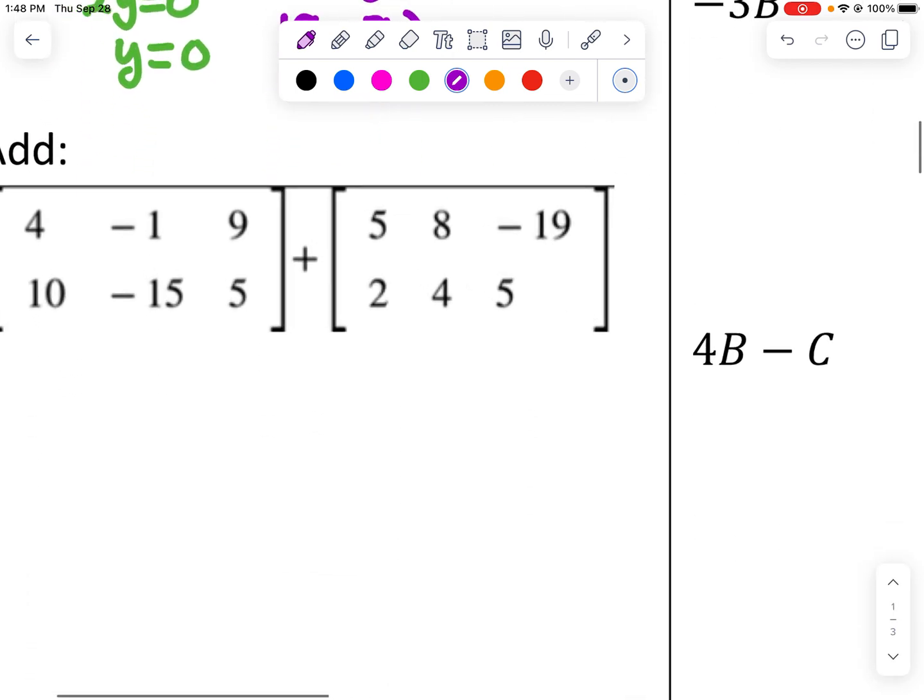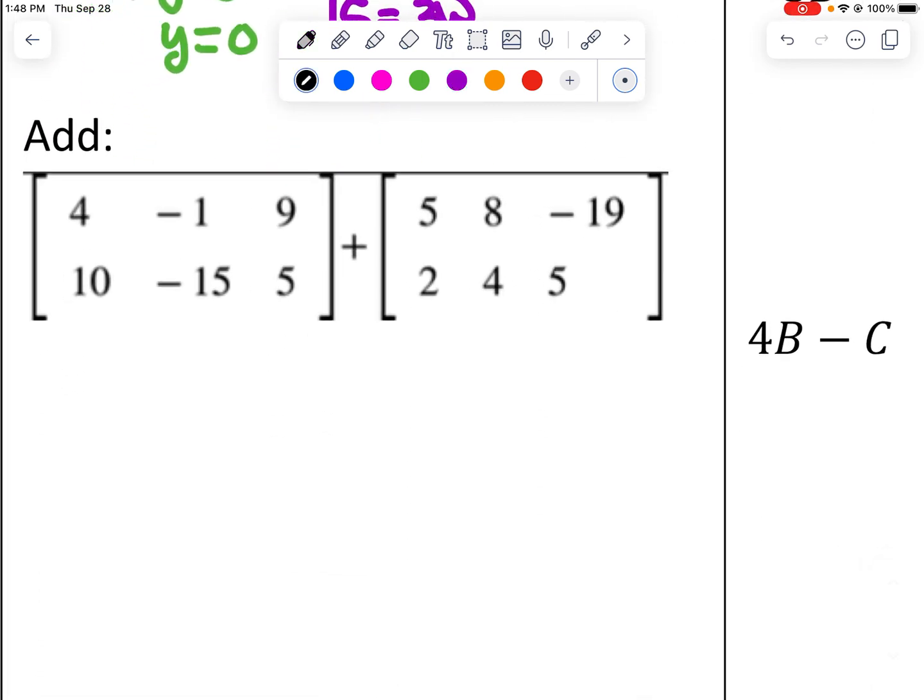Next, we are going to add. First, we have to make sure they can be added. And they can be added because this has 2 rows and 3 columns, and this one has 2 rows and 3 columns. So as long as the matrices are the same size, then they can be added together.